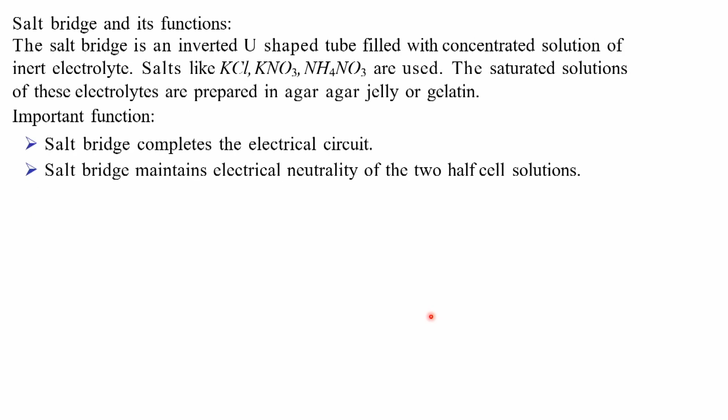Now, what is the salt bridge and its functions? The salt bridge is an inverted U-shaped tube filled with a concentrated solution of inert electrolytes. Salts like KCl, KNO3, NH4NO3 are used. The saturated solutions of these electrolytes are prepared in agar-agar jelly or gelatin. Important functions: the salt bridge completes the electrical circuit. The salt bridge maintains electrical neutrality of the two half cell solutions.